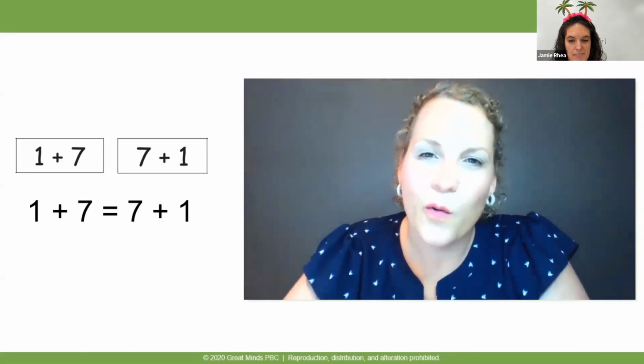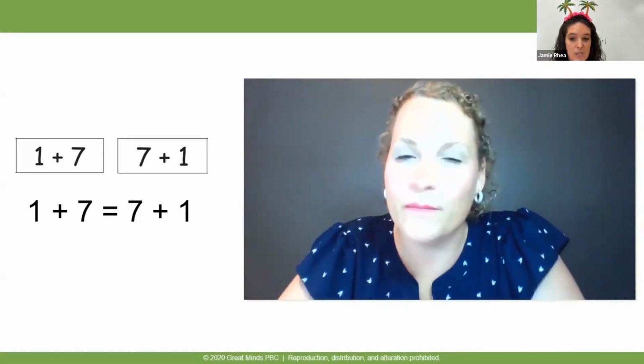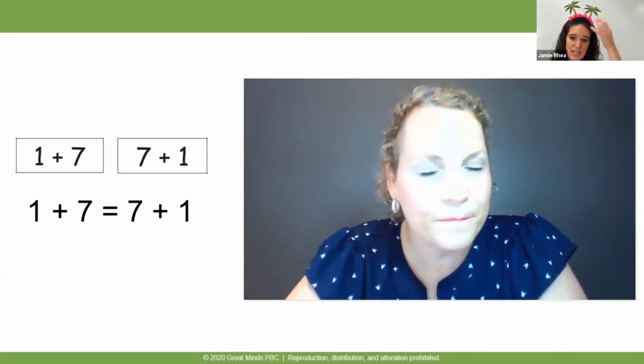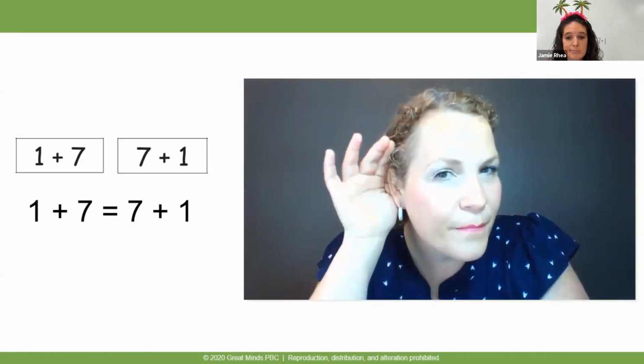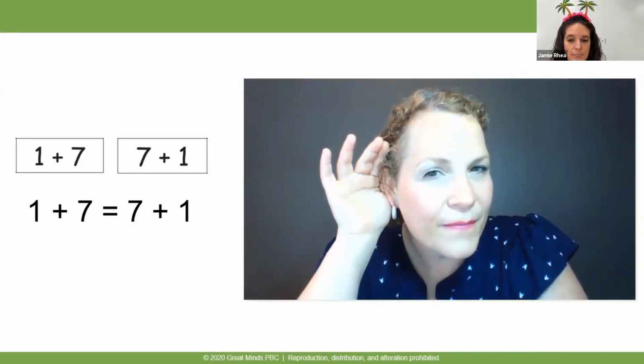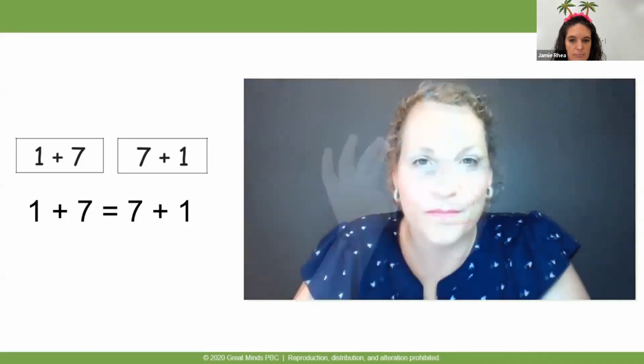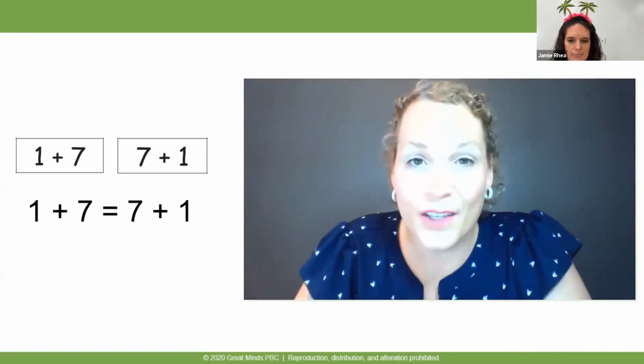What made 7 plus 1 faster? Because we didn't have to count on as much. We had 7 in our brain and we counted on 1 more. When you start with the larger number, you don't have to count on as much. Let's try another.